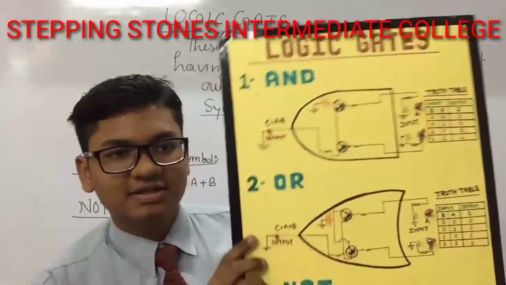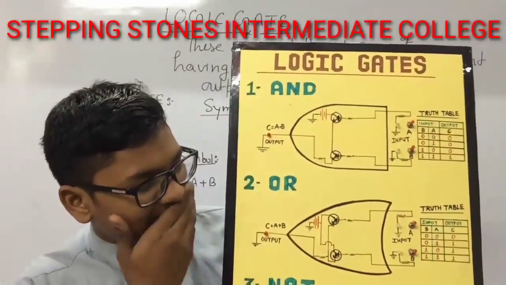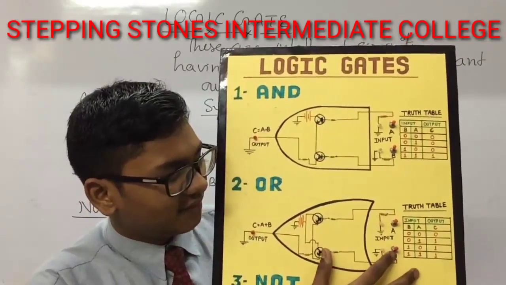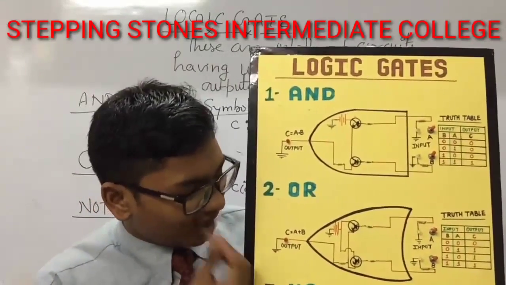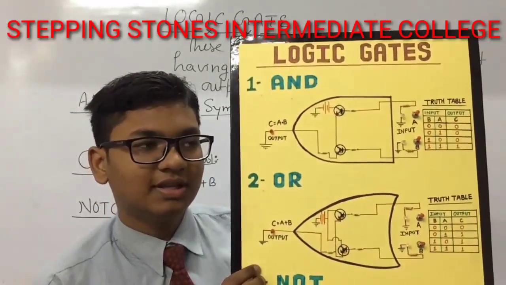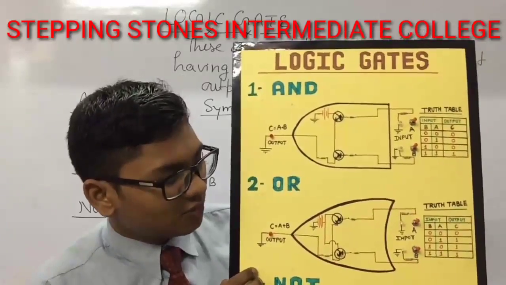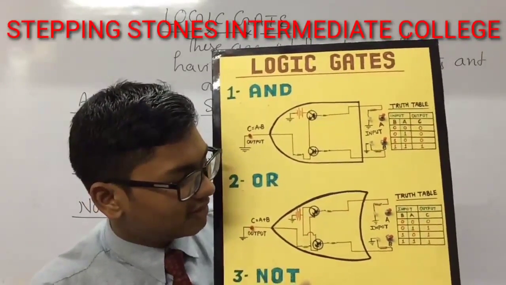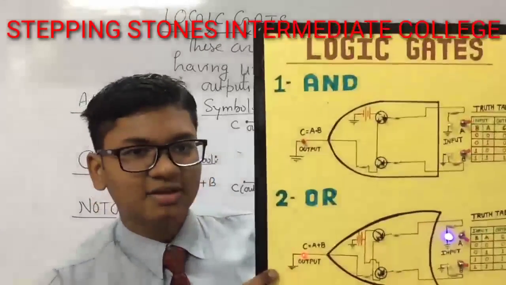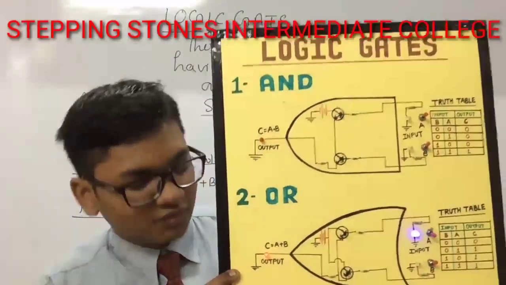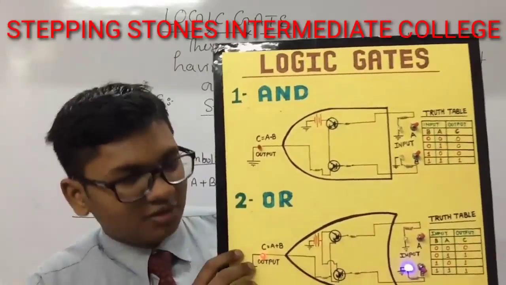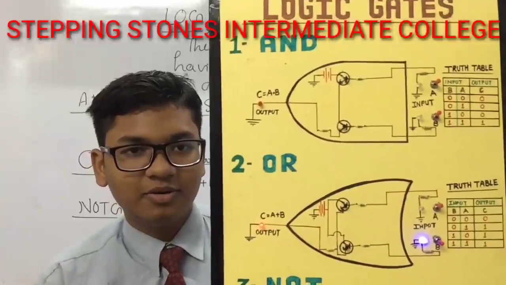The next gate we will discuss is the OR gate. In this gate also there are two inputs, first is A and second is B. In this gate, when any input is true, then the output is true. Let's demonstrate how this OR gate works. If input A is on, then output C is on. If A is off and B is on, there will also be an output.